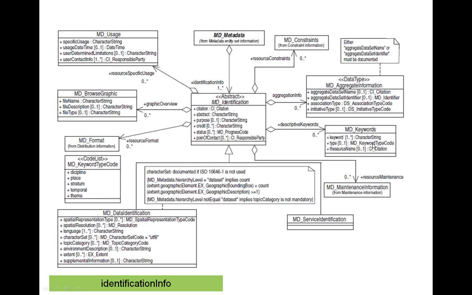My type, this is where you say if it's a place keyword or a theme keyword or a temporal keyword. And you actually have a code list here that these must follow. It's the MD keyword type code. This is where you pick discipline, place, stratum, temporal, or theme. So whatever keywords you pick are of one of these types. And then your thesaurus name, this is where you cite the thesaurus that you're picking these keywords from, or you can just have a user-defined one and put as the citation none.